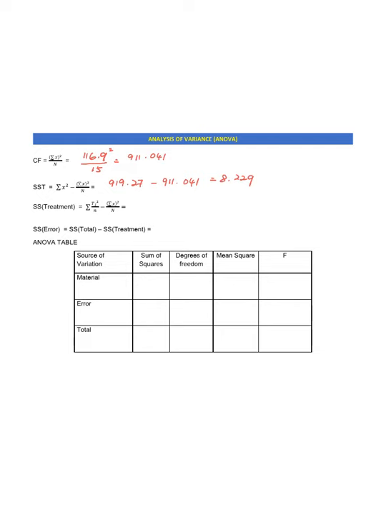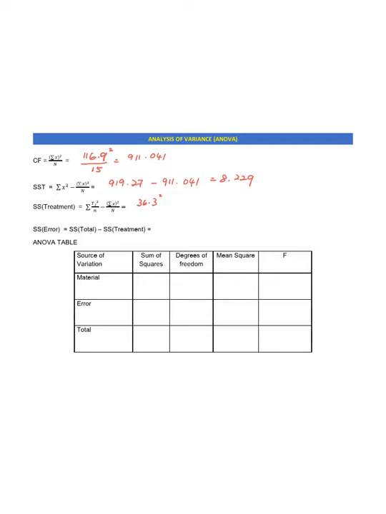Okay, and then for SS treatment, the formula is given by summation of Tj square over n minus summation of x all squared over N. Okay, so T here is referring to the treatment. So means that treatment kita sekarang ni adalah material A, B, and C. Okay, so you look at the value of summation of x for material A. So kita ada 36.3. So we have to square the value.